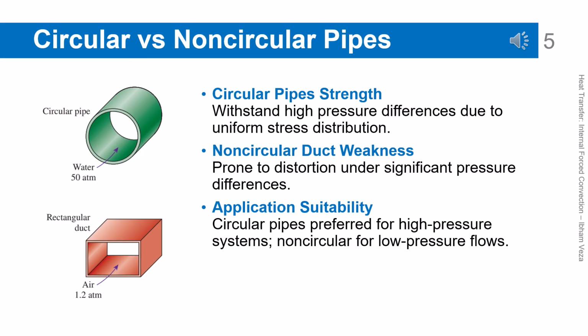Pressure capacity of circular versus non-circular pipes. Circular pipes can withstand high pressure because of the uniform stress distribution. In contrast, non-circular ducts are more prone to deformation when pressure increases. Therefore, circular pipes are more suitable for high-pressure applications. Non-circular ducts are usually used in low-pressure systems. This mechanical consideration is very important in selecting the duct geometry.